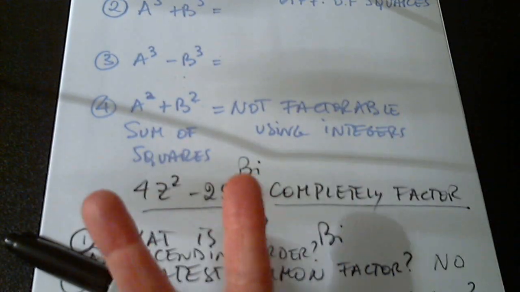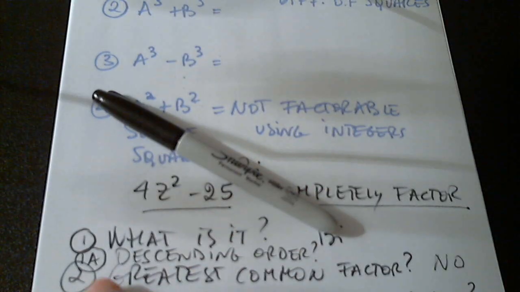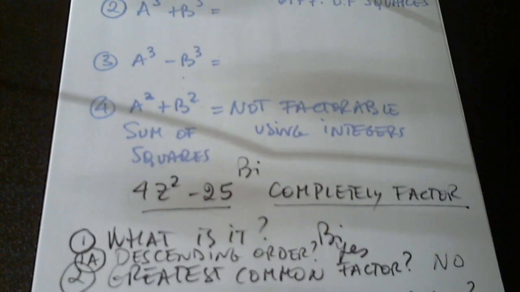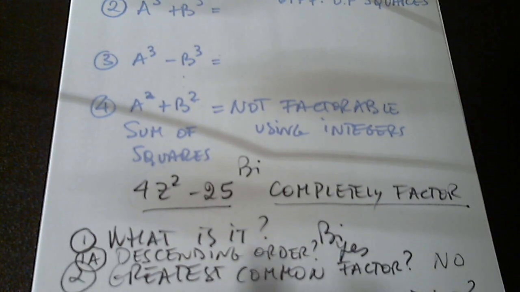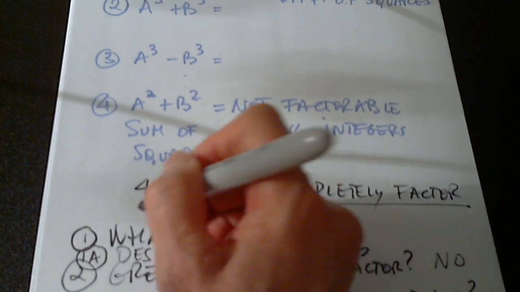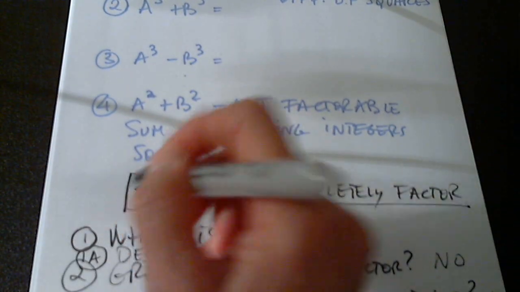It's a binomial. Z squared and no z. Yes, it is in descending order already. So I'll say yes. I do not have to rearrange it. Greatest common factor? No. Negative leading coefficient? No.